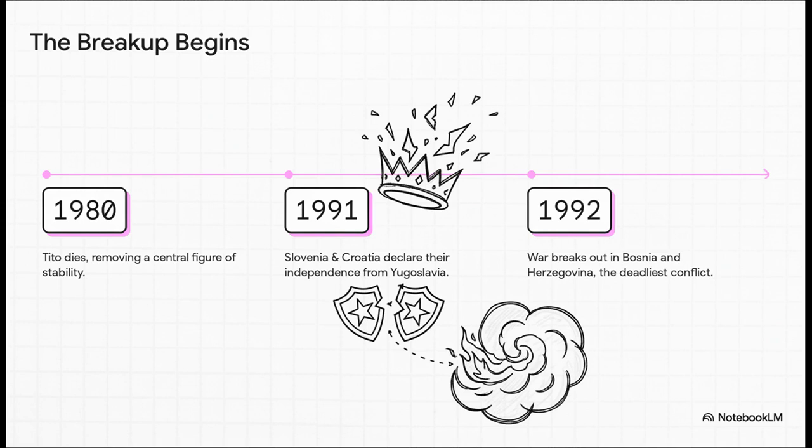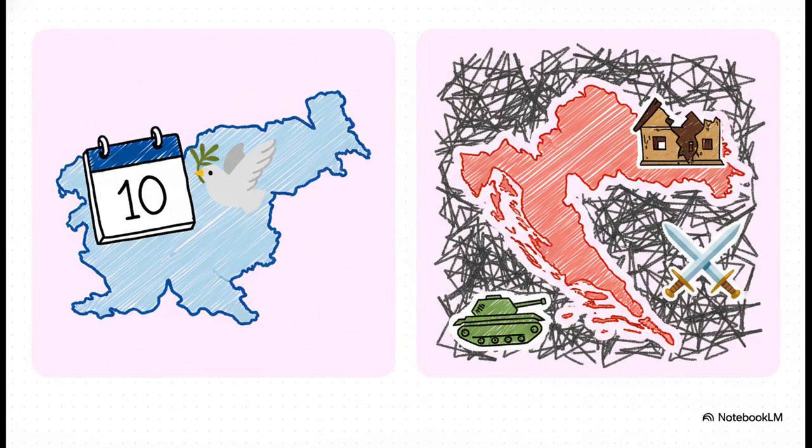That was the spark that lit the whole thing on fire. But these first 2 breakups played out very differently. In Slovenia, the fighting was actually really short. It was over in just 10 days, and the Yugoslav National Army pulled out. But Croatia, that was a whole other story. You see, Croatia had a large Serbian minority that didn't want to leave Yugoslavia. This led to a full-blown, devastating war that lasted for years.